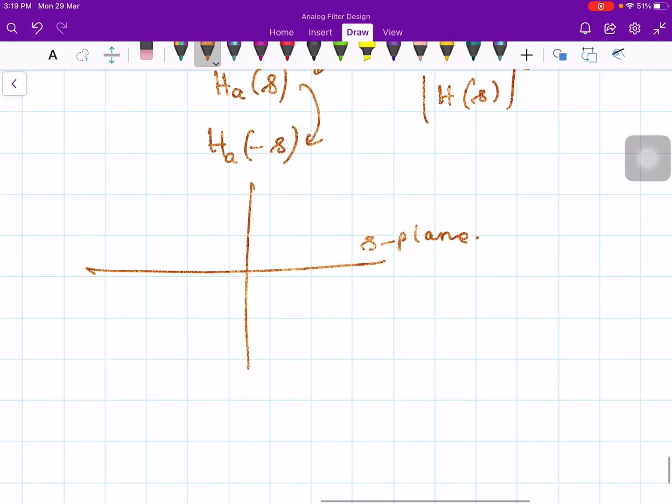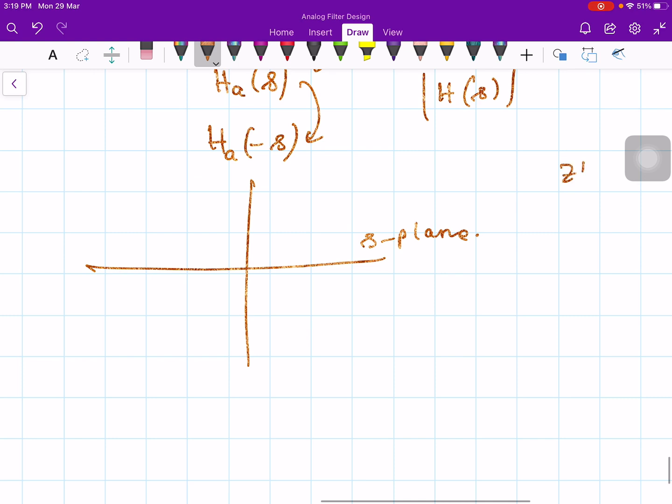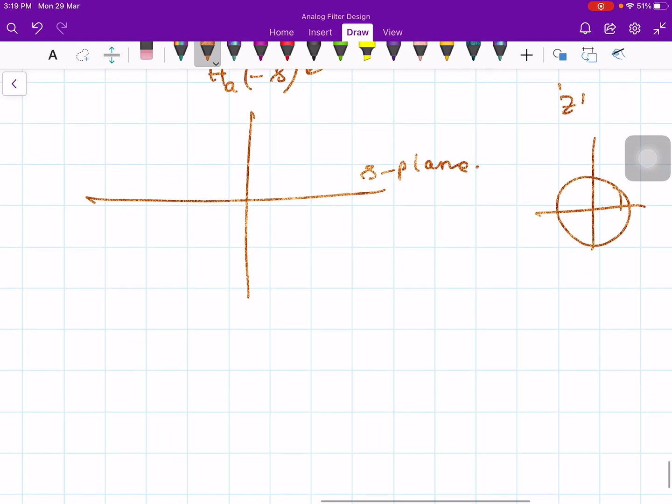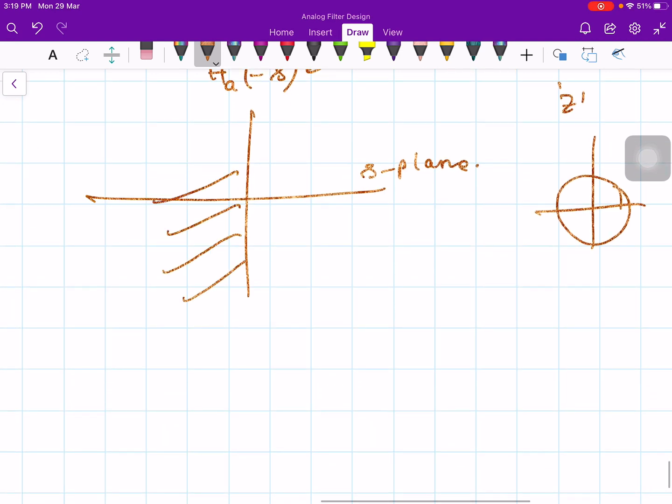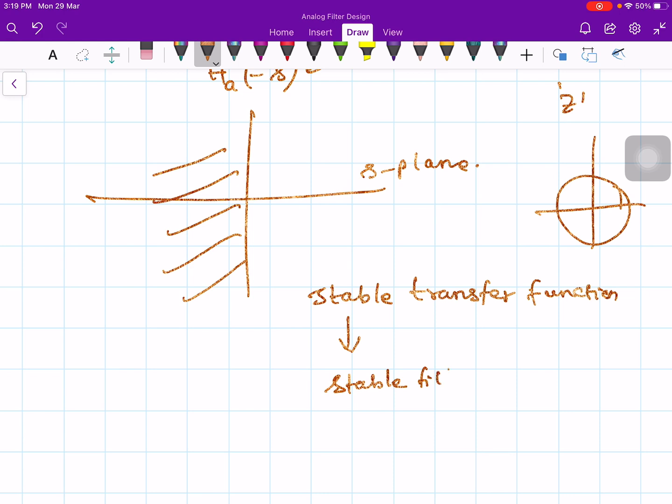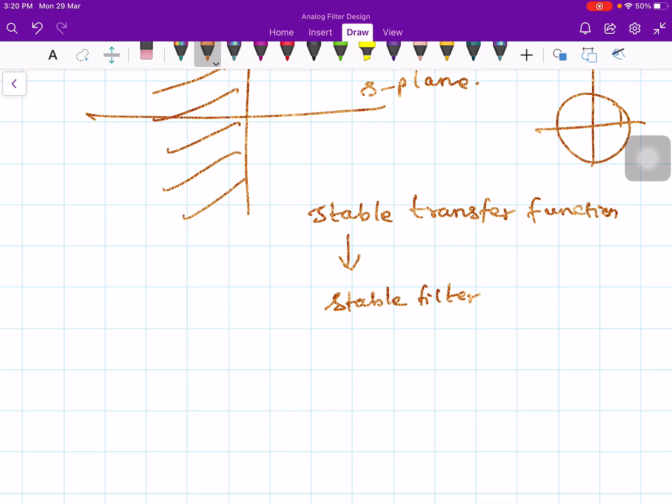In the z plane, for stable systems the poles must lie inside the unit circle. In the s plane, they must lie in the left half of the s plane for H of s to become a stable transfer function. A stable transfer function leads to a stable filter. We always want to design a stable filter, and therefore we must find all the roots and then make the assignments.